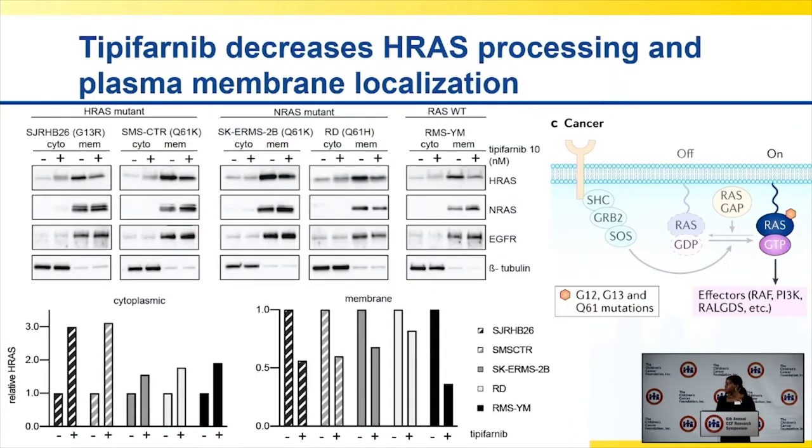So I'm going to present a subset of data that we've recently published to address this hypothesis. We first wanted to demonstrate that in our models, Tipifarnib decreases HRAS plasma membrane localization. So we performed subcellular fractionation assays where we separated out proteins that were found in the cytoplasm versus those that were membrane bound. And here I'm showing a Western blot where the bands demonstrate the relative abundance of the protein.